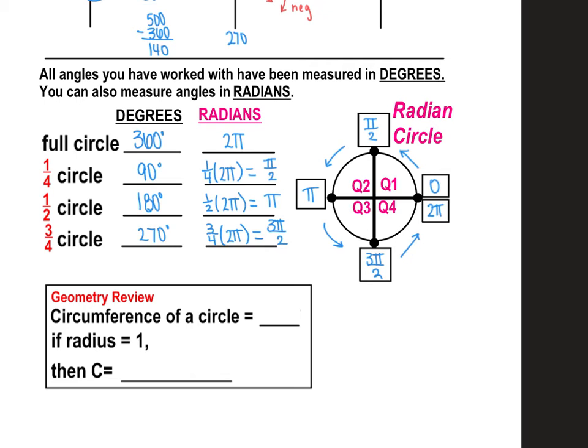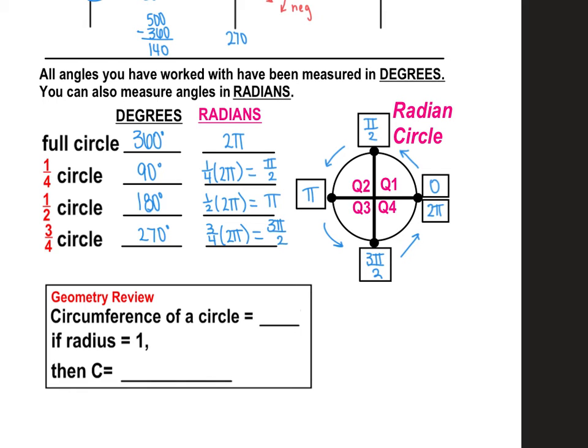So when you're filling this out, remember they're equivalent. We're not learning anything new. The values aren't different. It's a different unit of measure. It's almost like comparing inches and centimeters. You're measuring the same thing. You're measuring a length in a different unit. Same idea here. We're measuring the same thing. We're measuring an angle using a different unit.